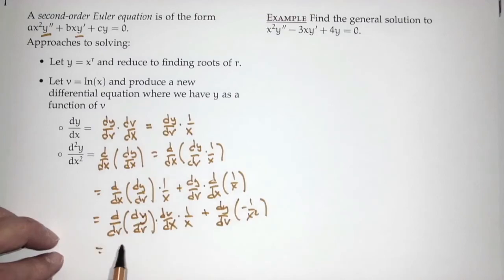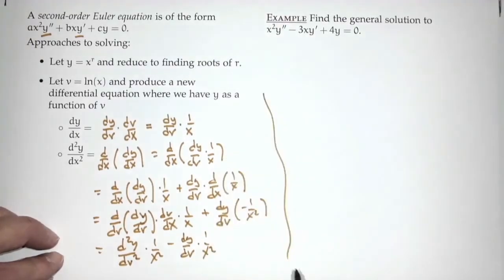And so what we have is this second derivative of y with respect to v squared. dv dx is still 1 over x, so times 1 over x squared. And then minus dy dv times 1 over x squared. So here you go. Quick example in our remaining minus 2 minutes.